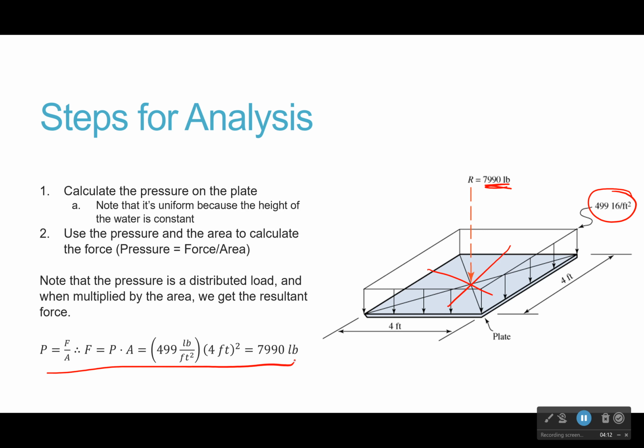And there's how you would solve it. Pressure is equal to force over area. I solve for the force. The force is equal to the pressure times the area. That would be 499 pounds. And the area is the area of a square, which is just base times height. So times 16. Be very careful with your units.